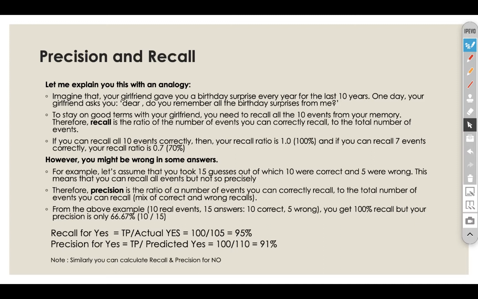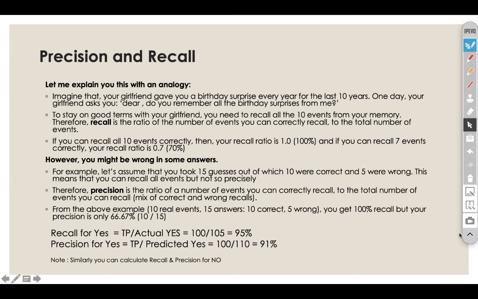Recall for yes. Now, in our last example, if you see the table once again, true positive divided by actual yes. That means 100 divided by 105, 95% we have for recall yes. And precision yes is true positive divided by predicted yes. 100 divided by 110, that is 91%. Similarly, you can calculate recall and precision for no also.